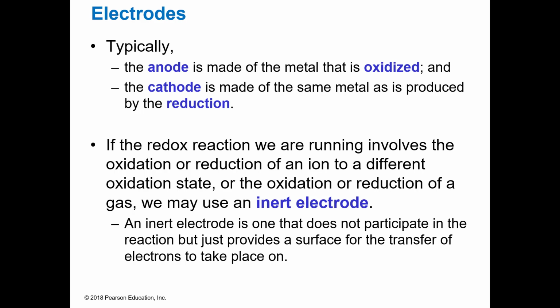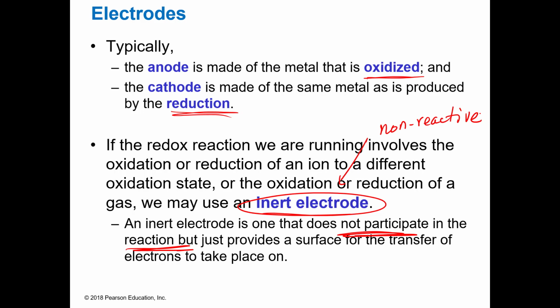So typically your anode is going to be made of a metal that's been oxidized, and the cathode is made of the same metal that's going to be reduced. But we can do what's called an inert electrode. And the inert electrode acts as the electrode, but it does not participate in the reaction. It just provides a surface to transfer electrons back and forth. So if you see that word inert, it means that it's non-reactive.